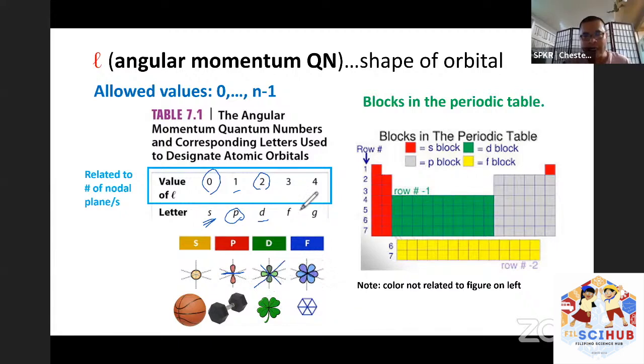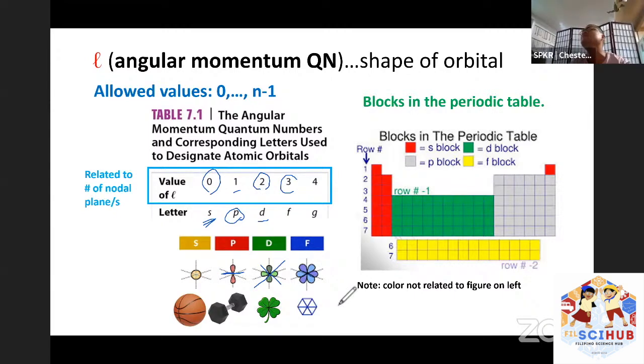And then finally, we sure don't have G. Finally, if your L is 3, that's going to be your F orbital. So again, L actually is related to the number of nodal planes. So meron kang anim na lobes, pero meron kang tatlong nodal planes. Okay. So SPDF.